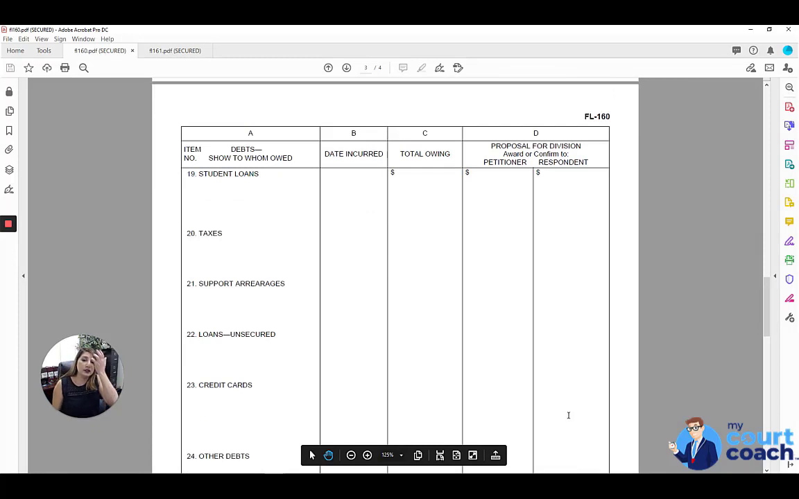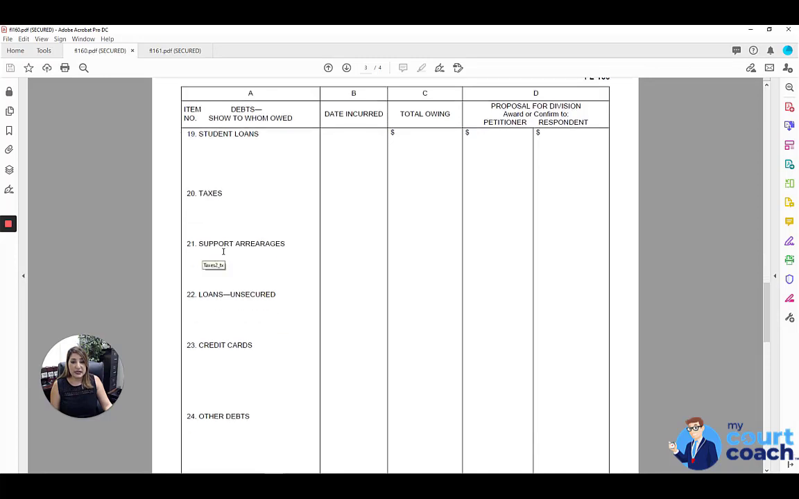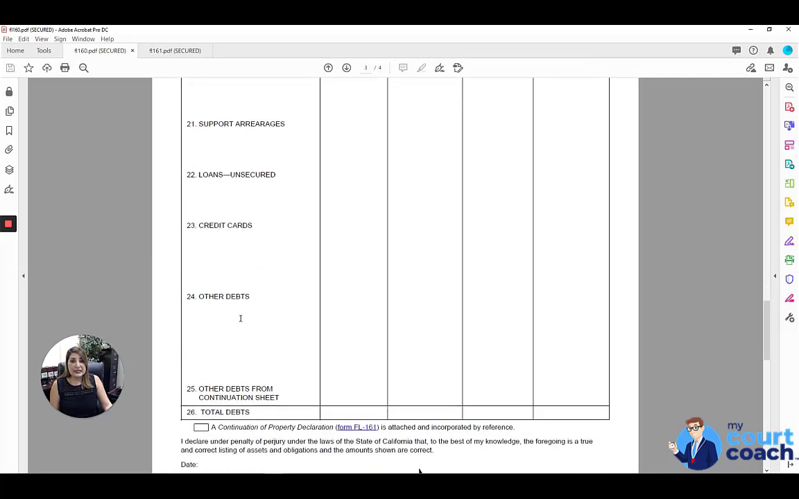Page 3 is for debts. For any student loans, credit cards, other types of loans, you want to list who the loan is owed to or the debt is owed to and the account number. Taxes is if you owe past due tax obligations, that gets identified in number 20. If you owe support, either child or spousal support, arrearages, that's back pay, you would identify and describe that in line 21. Any other debts that have not been disclosed above go in line 24.